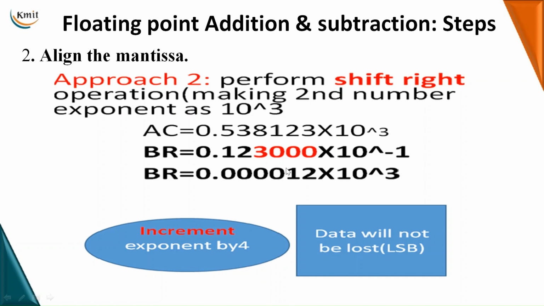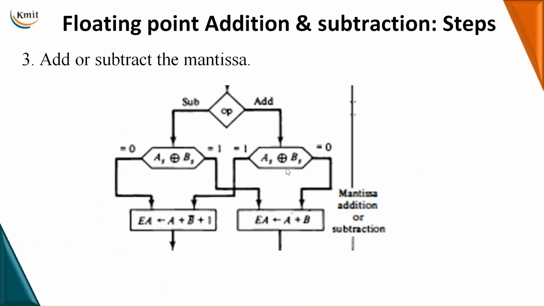Next we go to the step where you need to perform an addition or subtraction operation on the mantissa part of your data. This is the flowchart for performing addition and subtraction operations. Performing addition and subtraction on the mantissa part of floating point numbers is the same as performing addition and subtraction operations on sign magnitude data.